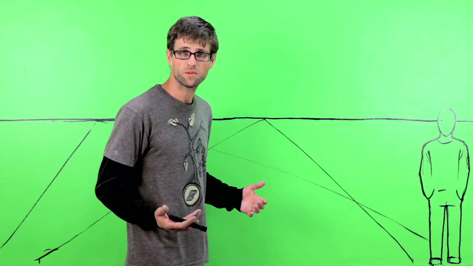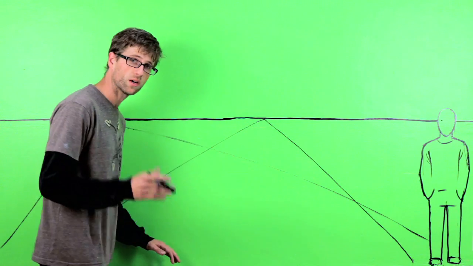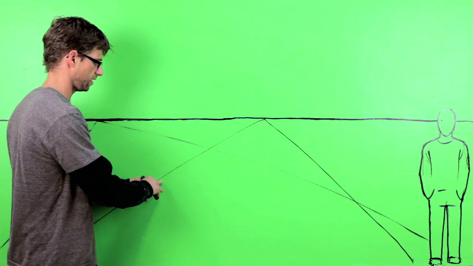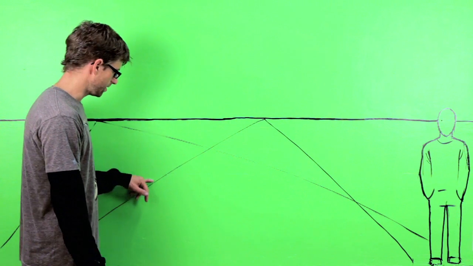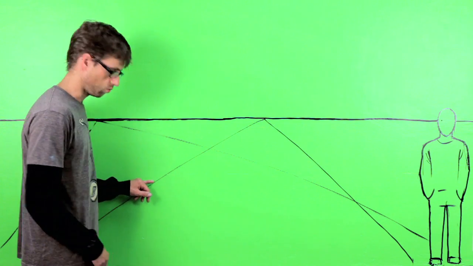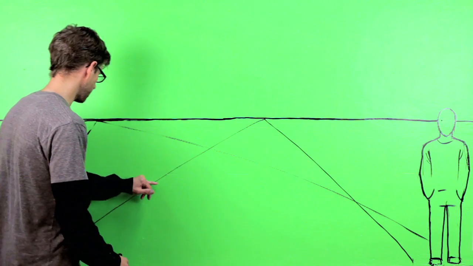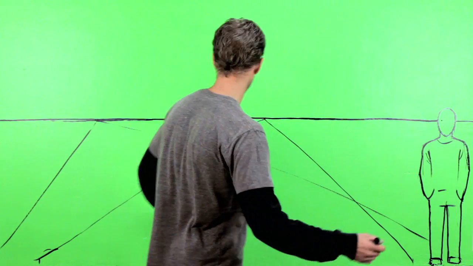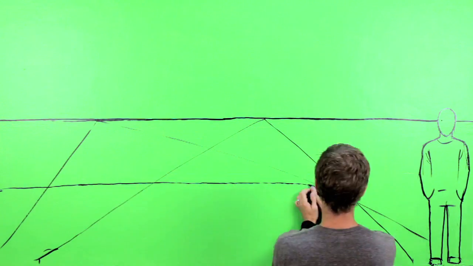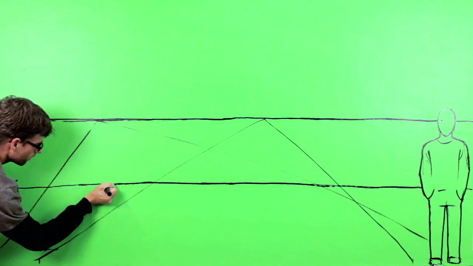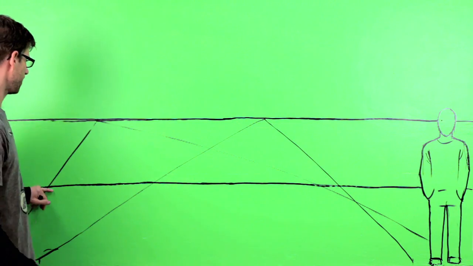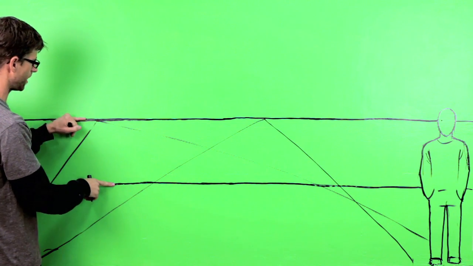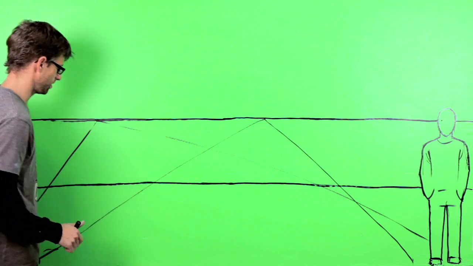So now I'm going to establish some distance markers using what I call the rule of halves and doubles. At half of the distance to the horizon from the base of the picture, the distance is double what it was at the base. So I'm just going to draw a line right through the middle of this picture. Now every time I cut the distance from any point to the horizon in half, the distance doubles.